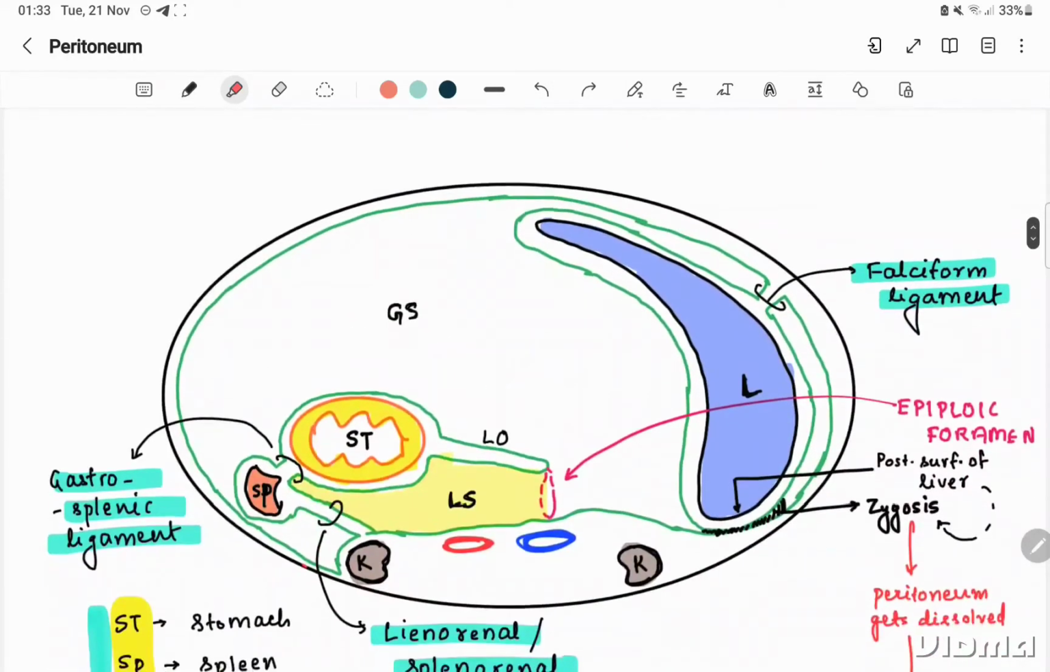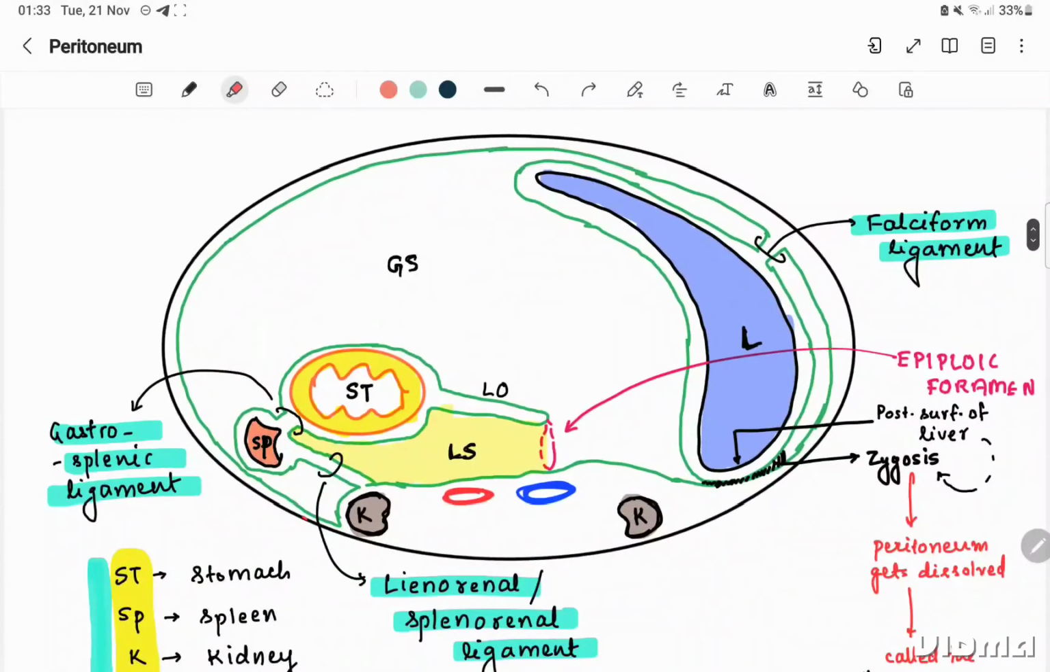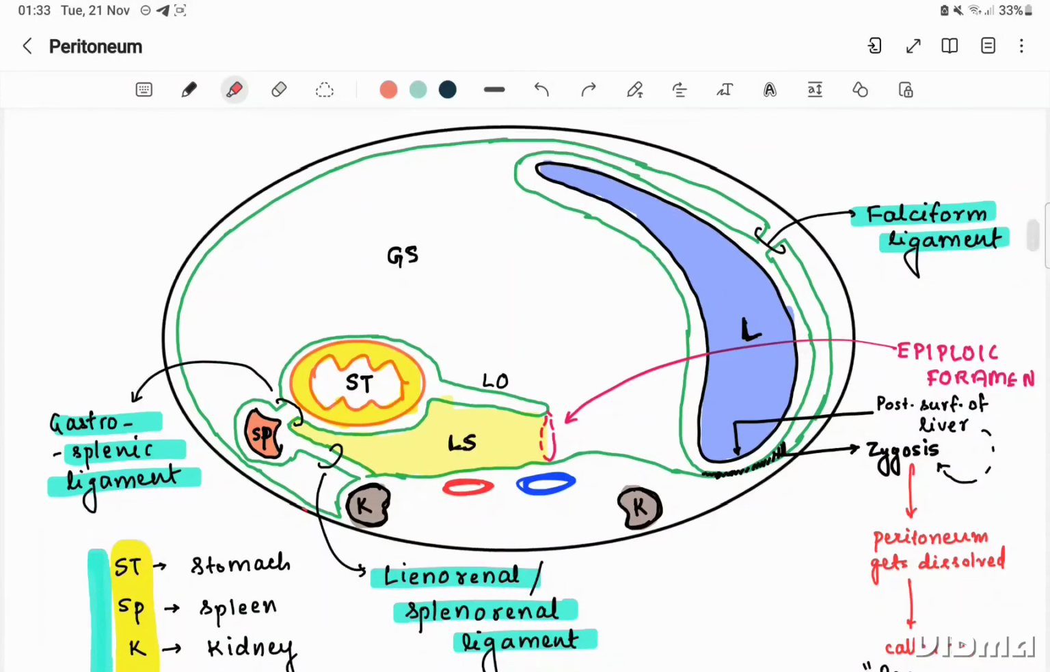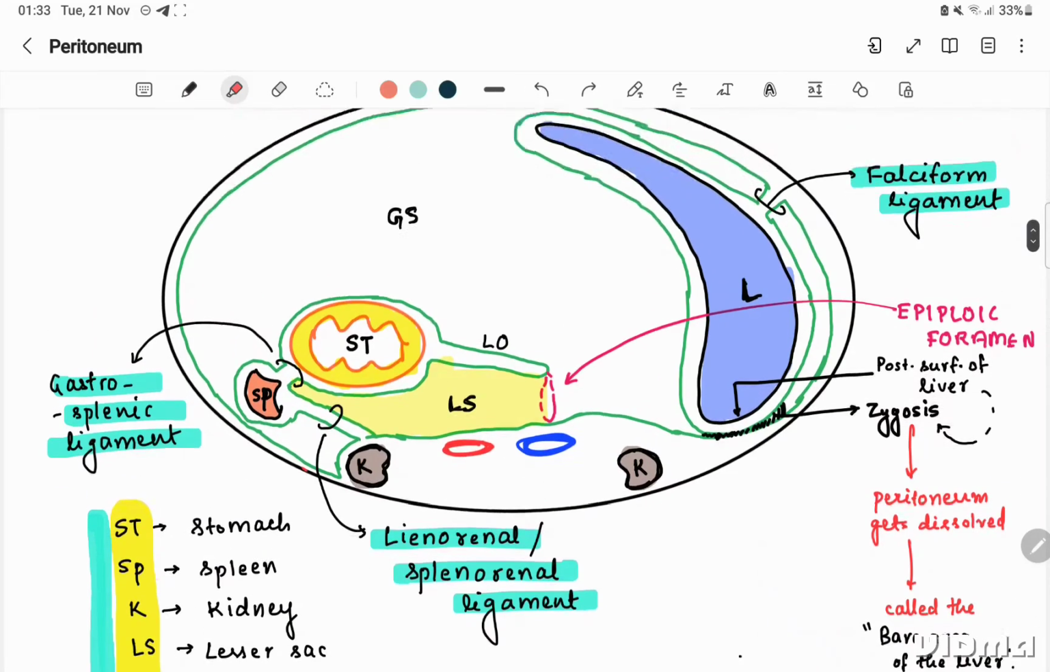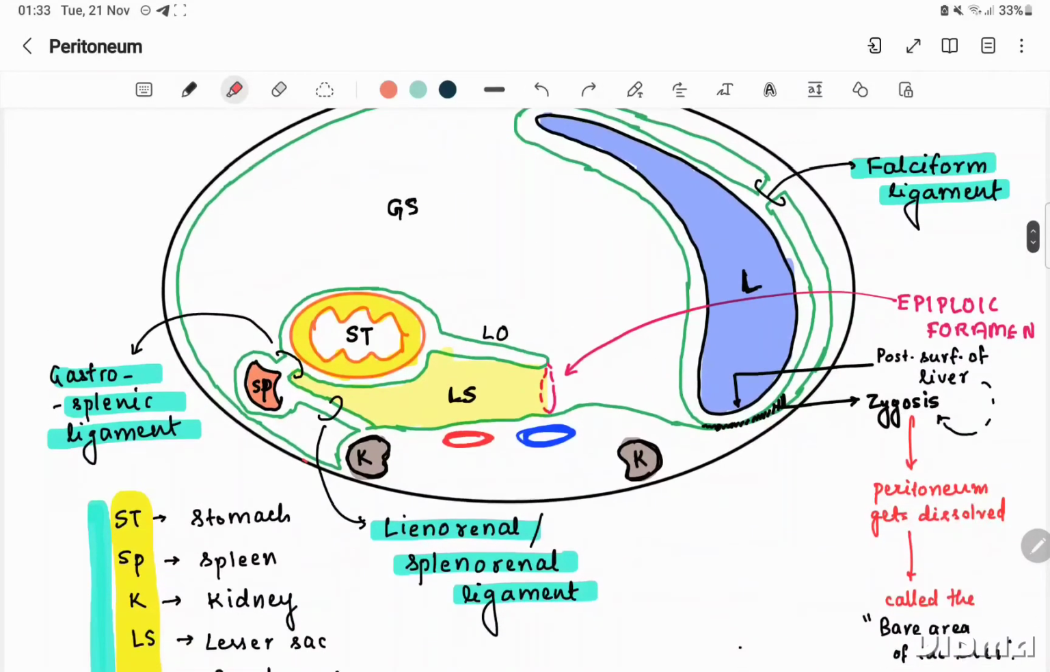So let's talk about the structures without much delay. If you have this structure, we have a liver here, it looks like this in a transverse section, and we have the stomach here, a transverse section of the stomach, and we have the spleen here, and the kidneys are present like this. So how the lesser sac and how the greater sac are being formed.